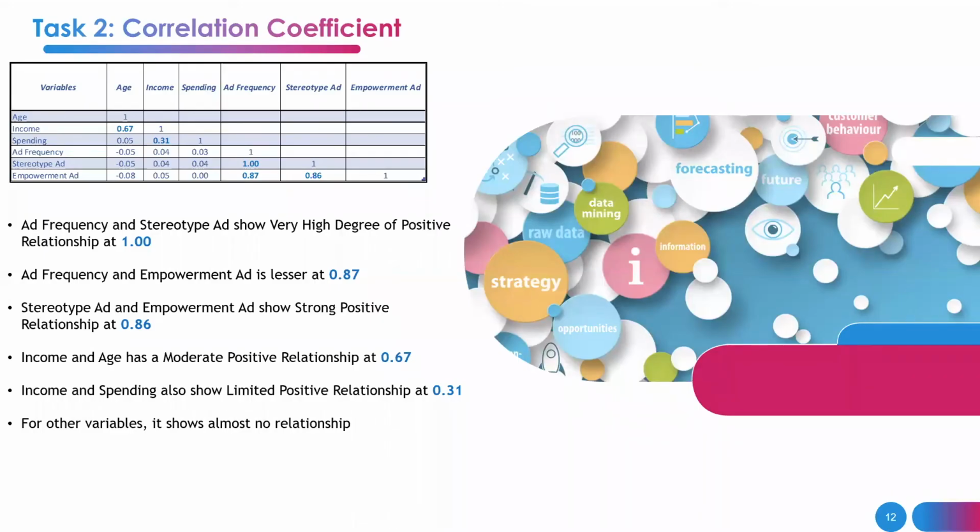Correlation coefficients are used to examine the relationship between variables. Advertisement frequency and stereotype advertisement show a very high degree of positive relationship at 1. Advertisement frequency and empowerment advertisement is lower at 0.87. Stereotype advertisement and empowerment advertisement show a positive relationship at 0.86. Income and age have a moderate positive relationship at 0.67. Income and spending show a weaker positive relationship at 0.31. For other variables, there is almost no relationship according to the analysis.